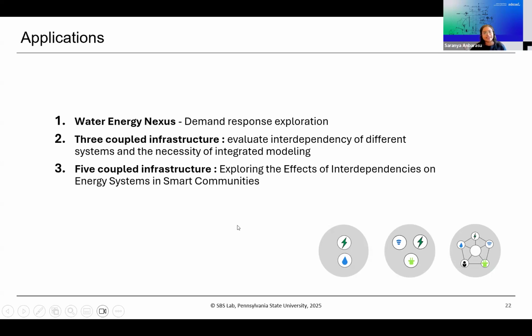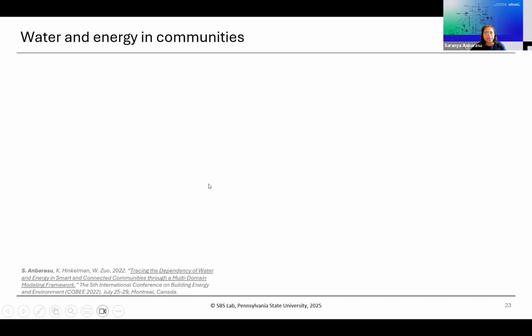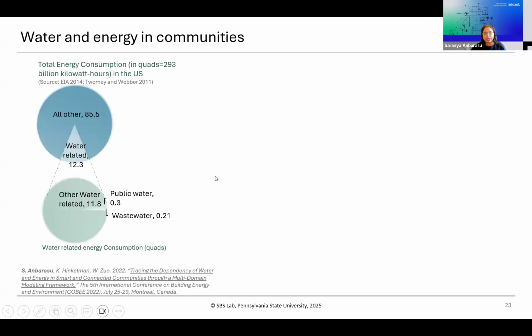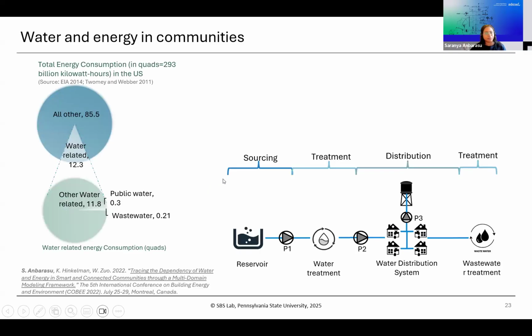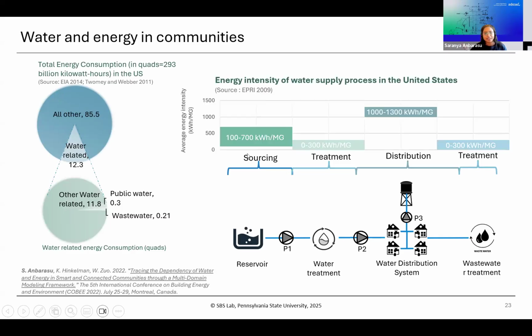And then here we did explore the effects of these interdependencies and isolated which are the most critical interdependencies for communities. The first work was just considering 2 systems. As we know, the water consumption processes from sourcing, treatment, distribution to wastewater treatment account for more than 12.3% of the entire energy consumption. And among these different processes, we did see that distribution alone is a highly energy intensive process that consumes around 1,000 to 1,300 kilowatt hour per million gallons.